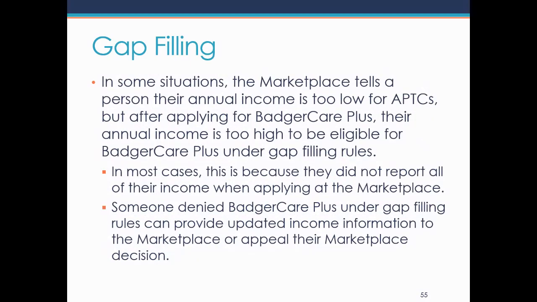There are some situations where a person applies at the marketplace and is told their annual income is too low for APTCs, but when their eligibility is determined for Badger Care Plus, their annual income is too high to be eligible for Badger Care Plus under gap filling rules. In most cases, this is because they didn't report all of their income when applying at the marketplace. Someone denied Badger Care Plus under gap filling rules can provide updated income information to the marketplace or appeal their marketplace decision.